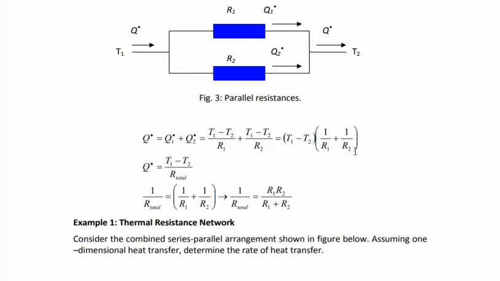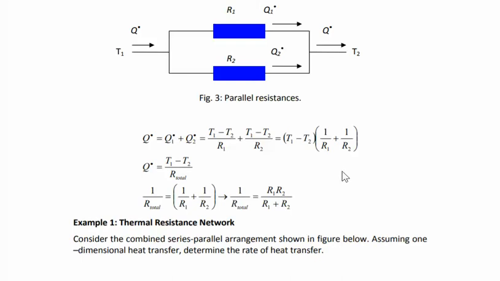That is because this is a parallel resistance. For the parallel resistance, we calculate the total resistance by 1 by R1 plus 1 by R2. The heat is (T1 minus T2) by R total, and R total will be calculated by the term 1 by R1 plus 1 by R2 equal to 1 by R total. Or if we take the LCM and solve 1 by R1 plus 1 by R2, the resultant will be R1 into R2 by R1 plus R2.